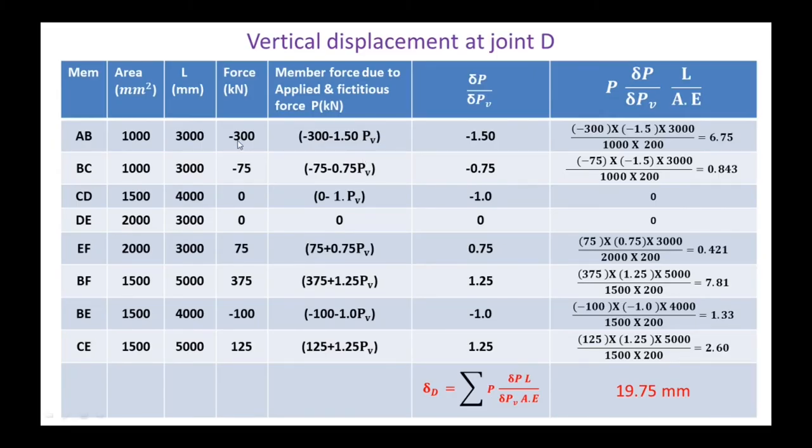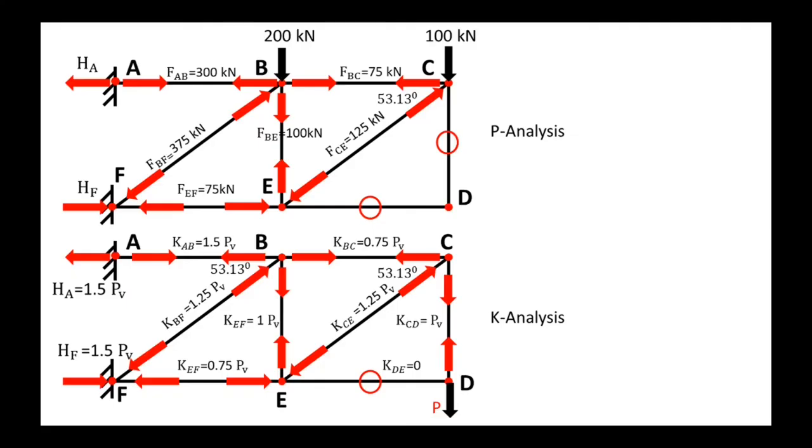These are the forces. We are considering tension as negative and compression as positive. So here minus 300 means there is tension in the member AB. If the arrows point away from the joints, that indicates tension. And in the member EF, if the arrows point toward the joints, this type of force is called a compression force.